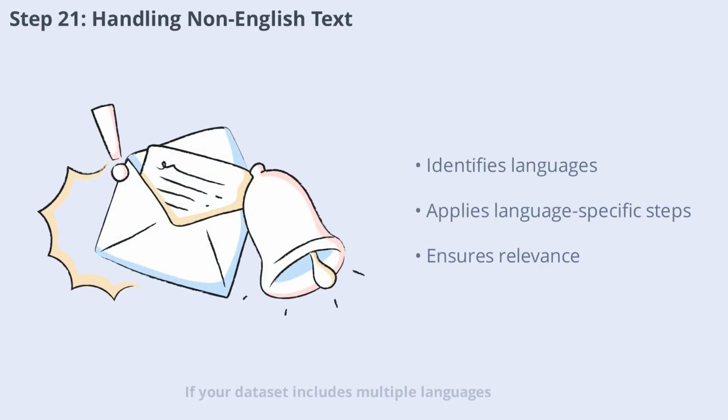If your dataset includes multiple languages, it's important to identify and handle non-English text appropriately. This may involve translating text, filtering out certain languages, or applying language-specific preprocessing steps. Properly managing multilingual data ensures that your analysis is accurate and relevant.